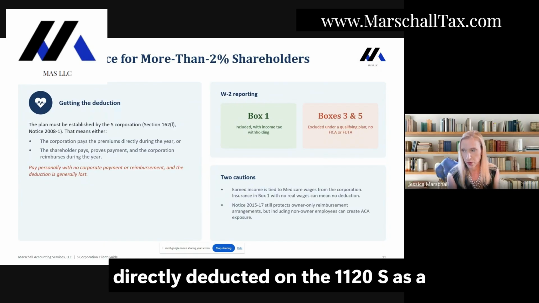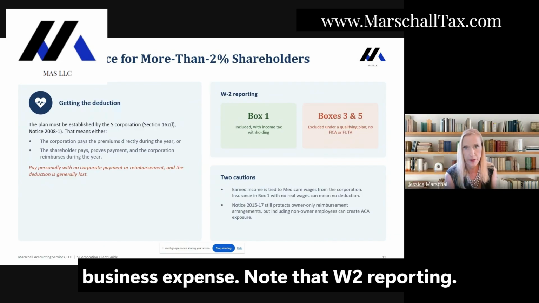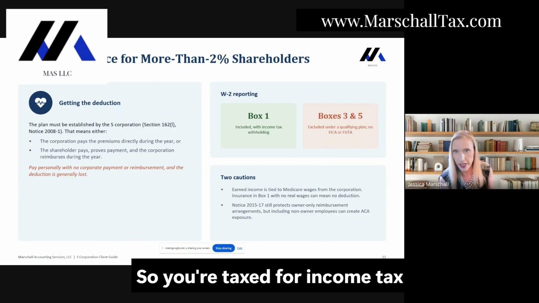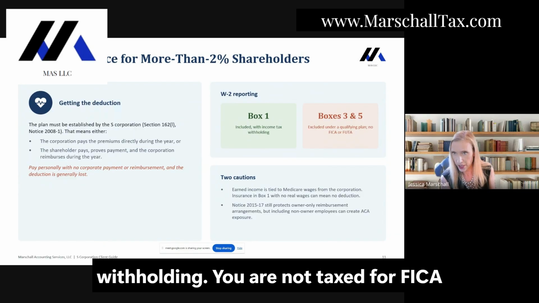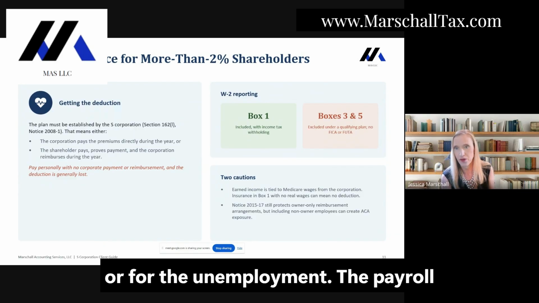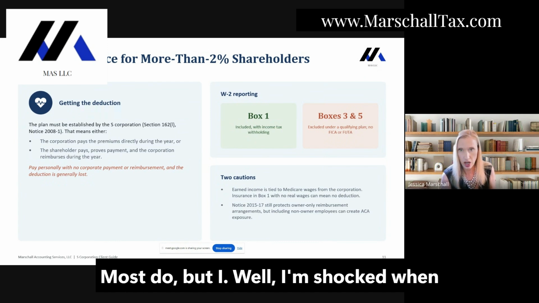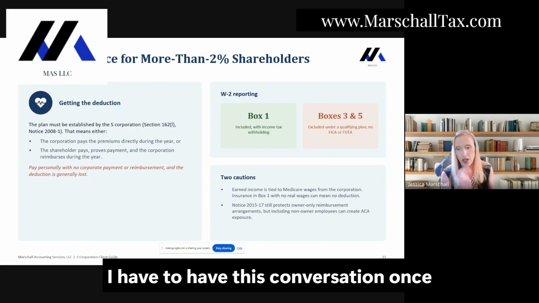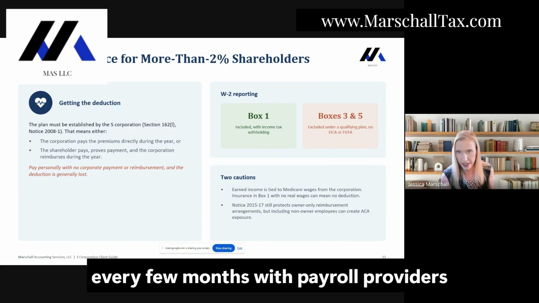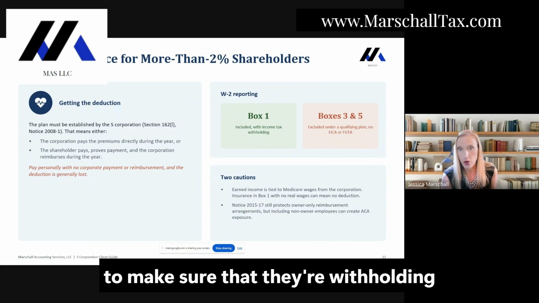There is a way for the health insurance to be directly deducted on the 1120S as a business expense. Note that W-2 reporting, so you're taxed for income tax withholding. You are not taxed for FICA or for the unemployment. The payroll company needs to know how to do this. Most do, but I still am shocked when I have to have this conversation once every few months with payroll providers to make sure that they're withholding correctly.